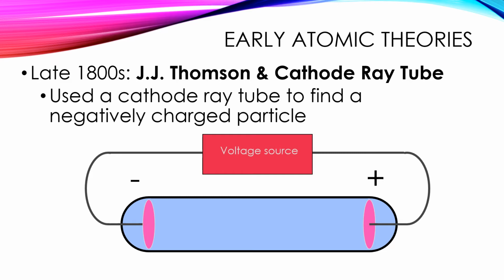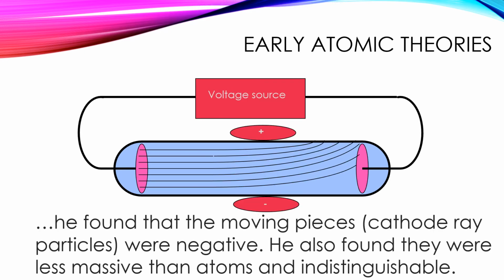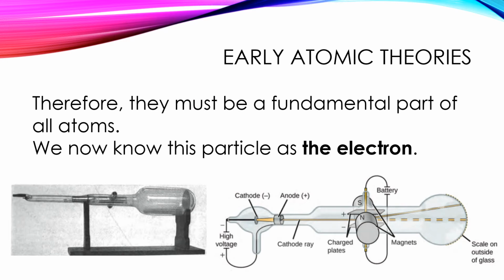So in the late 1800s, we start to discover the things that are inside of an atom. The first was J.J. Thomson, who worked with a cathode ray tube. It's negative on one side and positive on the other. And when he passed an electric current, it goes from the negative to the positive end. But what he saw when he added the electric field was that some things were moving towards the positive side and away from the negative side. And if it's being attracted to positive and repulsed by negative, then it's got to be negatively charged itself. So that was how the electron was discovered.